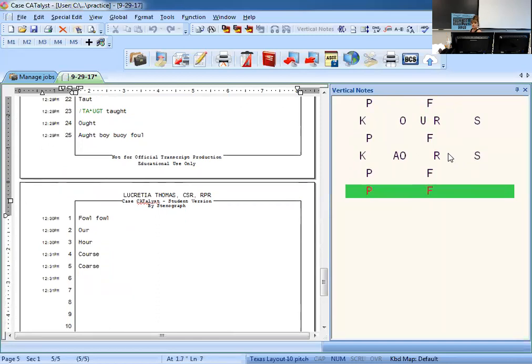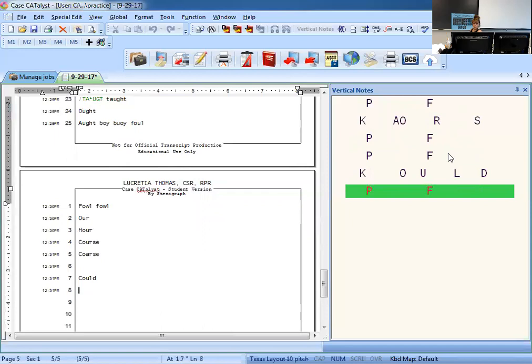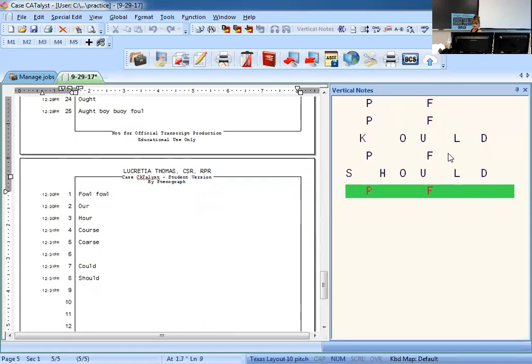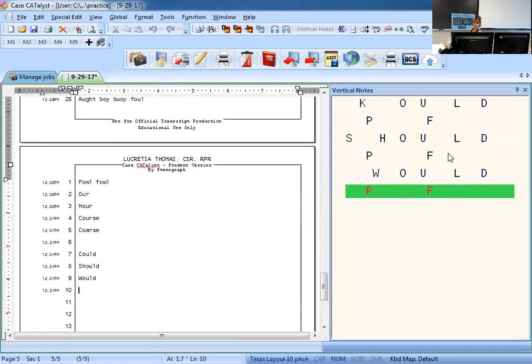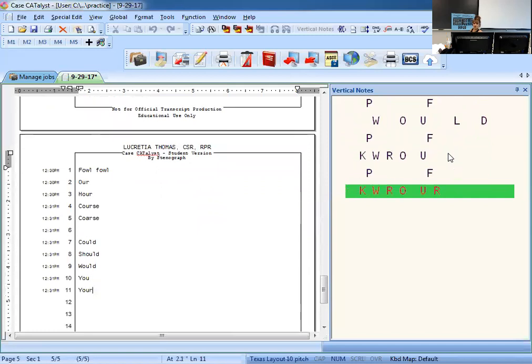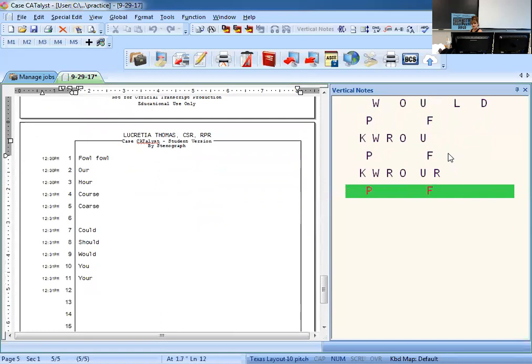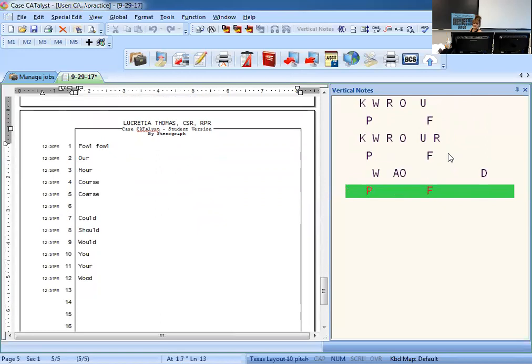Could is K-O-U-L-D. Should, S-H-O-U-L-D. Would, W-O-U-L-D. You is Y-O-U. Your, Y-O-U-R. And then we have sound alikes with the O-O, wood. The wood that we put in our fireplace, W-A-O-D, and would you please come back, W-O-U-L-D, just like it's spelled in English. You have to know how to differentiate these, okay?